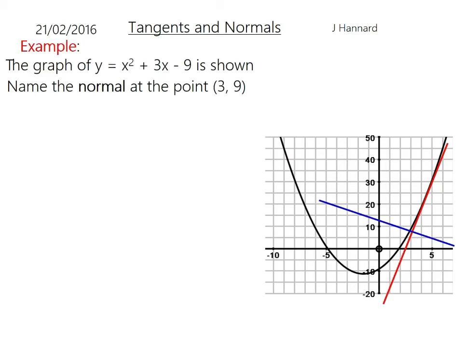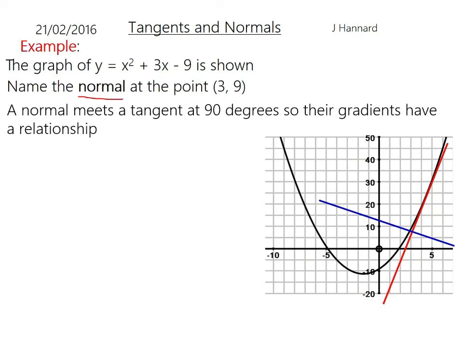The graph of y equals x squared plus 3x minus 9 is shown. Find the normal at the point (3, 9). So, normals hit tangents at 90 degrees, and we'll talk about that in a second because that means it's perpendicular, which will bring back theory from, I think, lesson 3 or 4.